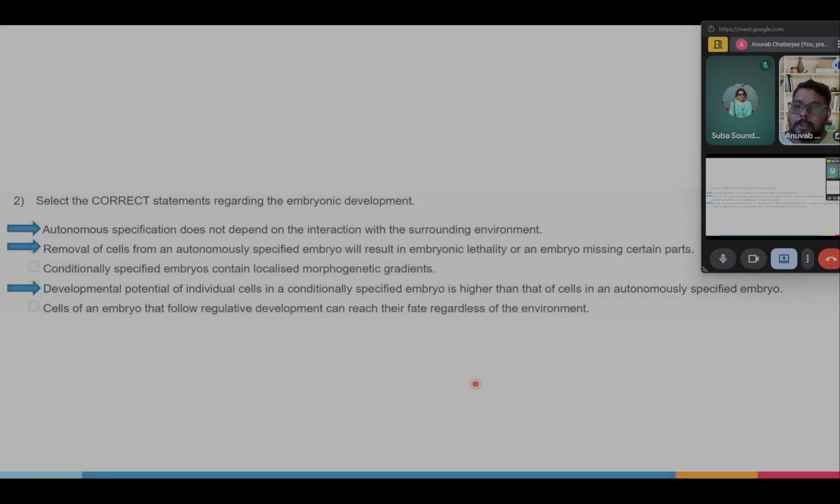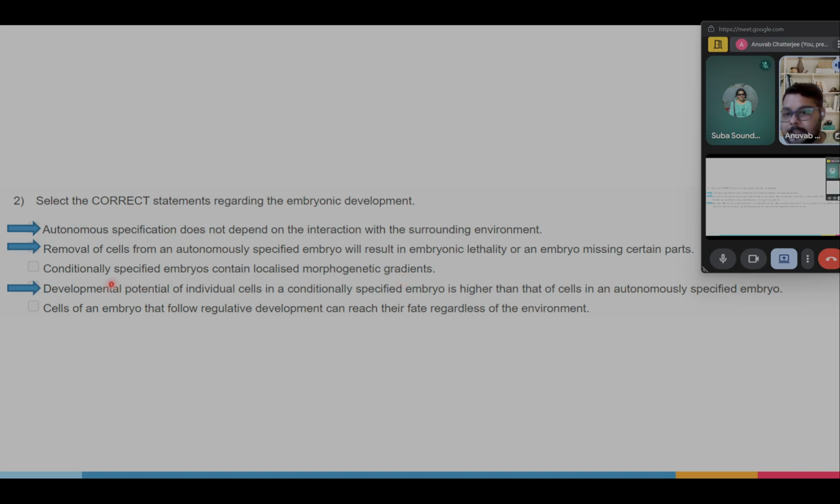Okay, now coming back to the options, let us go through them, taking back what we learned. So the first option is correct. Autonomous specification does not depend on the interaction with the surrounding environment, which is true. Cells do not care at all about what the surrounding environment is. Removal of cells from an autonomously specified embryo will result in embryonic lethality of the embryo missing certain parts. Absolutely correct.